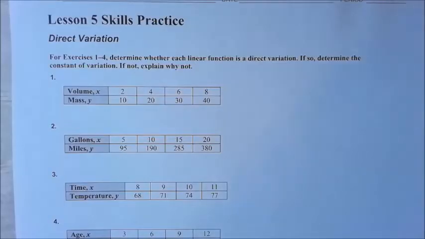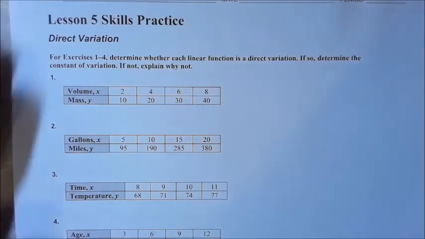Now this is the classwork that we'll be working on today. After I show you first how to determine whether it's direct variation, we're then going to find the constant of variation, and then we're going to derive the equation from this table so that you'll know how to do that. So let's start with the first part.